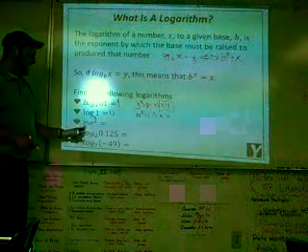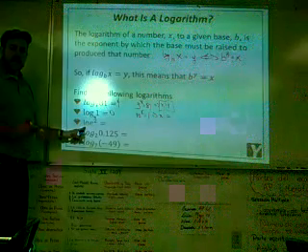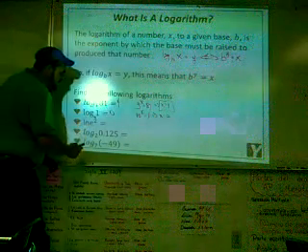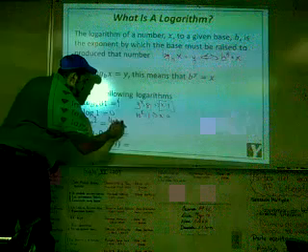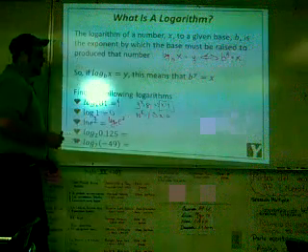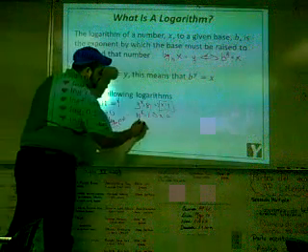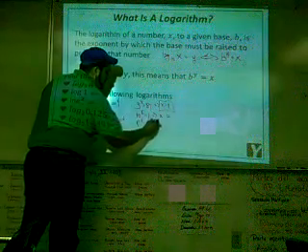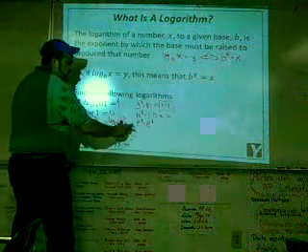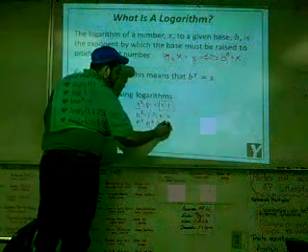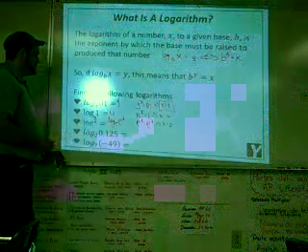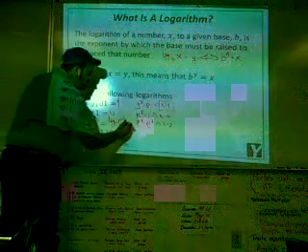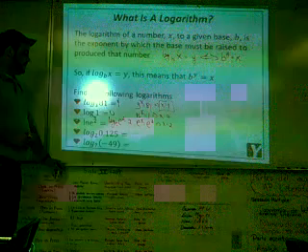How about this next one? ln. What's ln? ln is the natural log. This is the log base e of e squared. So the question being asked is, e to what power is equal to e squared? Another easy one. x equals 2. So the natural log of e squared is going to be 2.